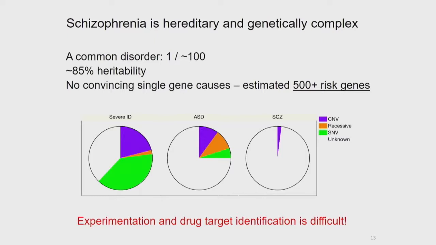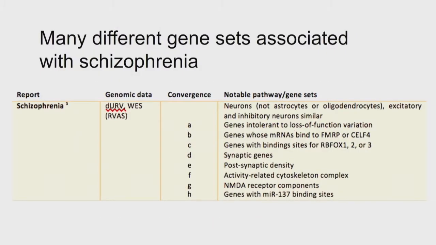So you can of course do the gene set analysis, which people have done for schizophrenia. And the risk genes for schizophrenia, basically they're neuronal. They're genes intolerant for loss of function variation, genes that bind FMRP or SAL4, RB-FOXes, higher enrichment of synaptic genes. This has been debated right now, but then also genes binding microRNA. Okay, so that's the kind of where we stand.